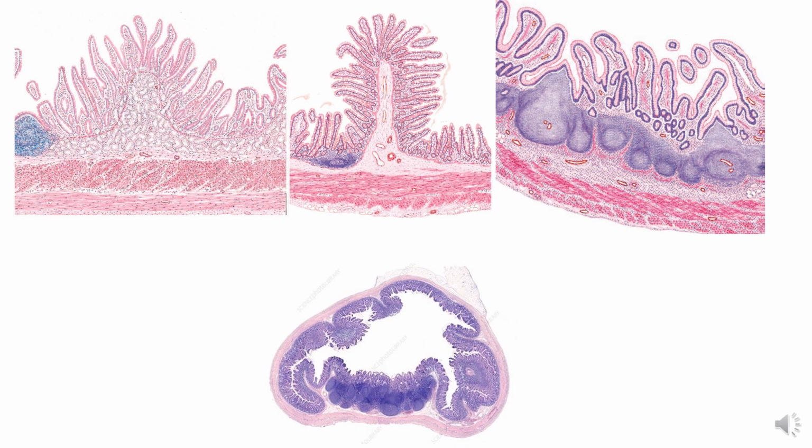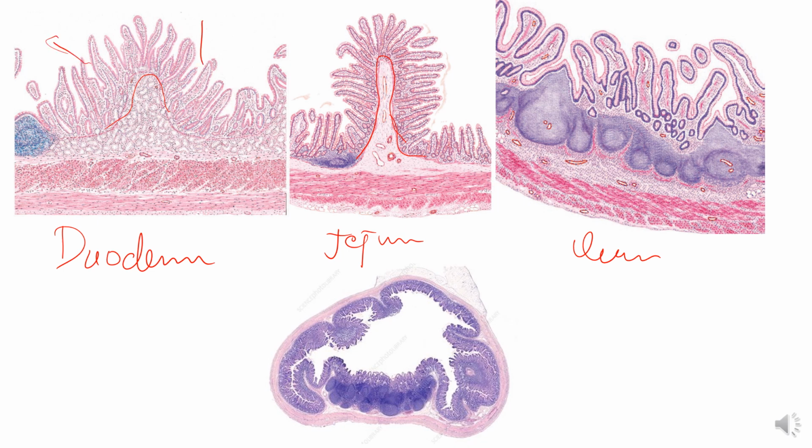Now, here you can see the three parts of the small intestine. The differences are very obvious here. The first diagram is of the duodenum. Second is the jejunum, and third is the ileum. So here you can see in the duodenum, the plica circularis is not so well developed. In the jejunum, the plica circularis is well developed, and the villi in the duodenum are leaf-like, broad ones, finger-like in the jejunum mostly, and they are shorter and broader in the ileum.